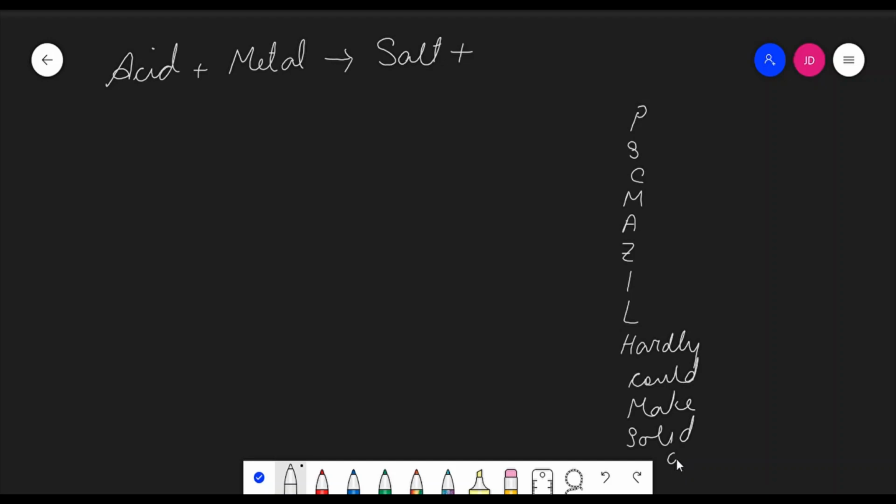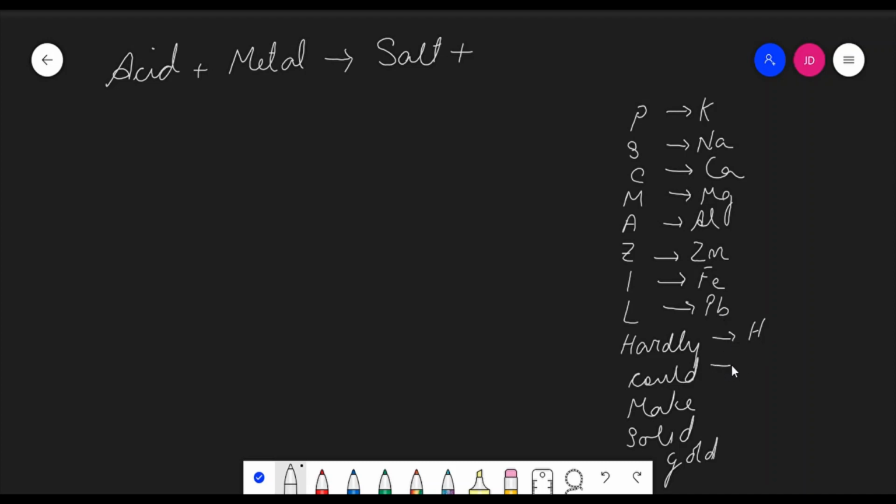Our P was potassium, S was sodium, C was calcium, then magnesium, aluminium, zinc, iron, lead, hydrogen, copper, mercury, silver, and the last was gold.